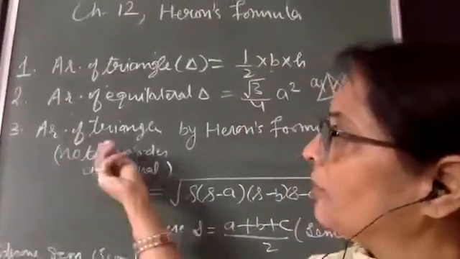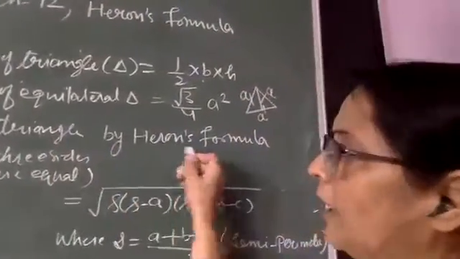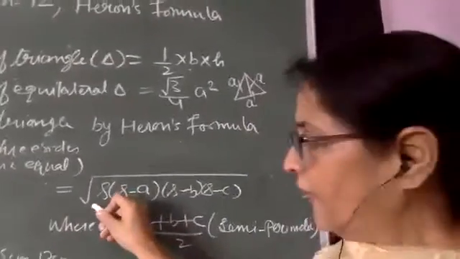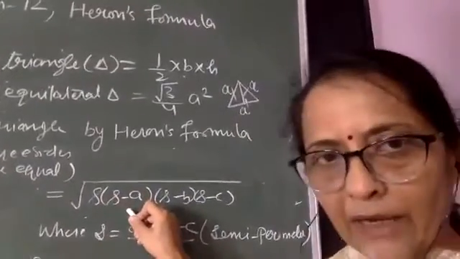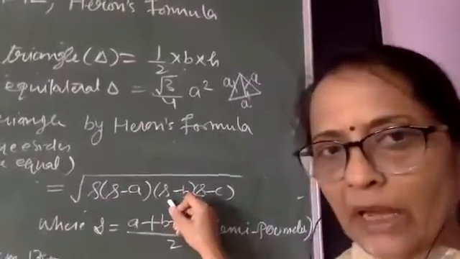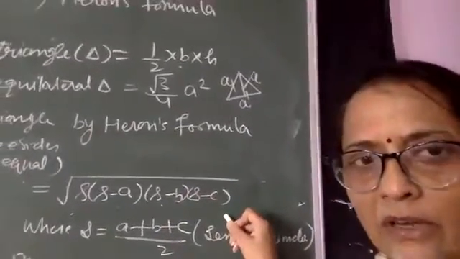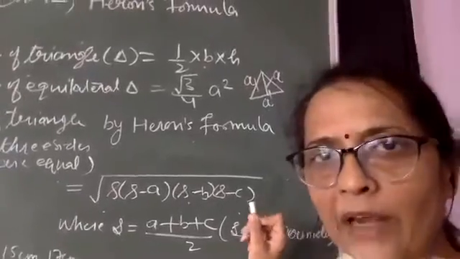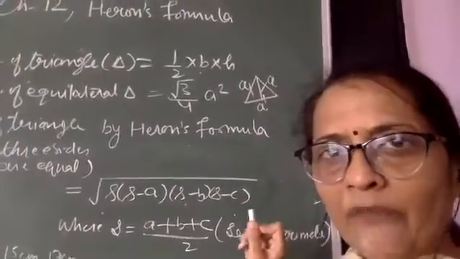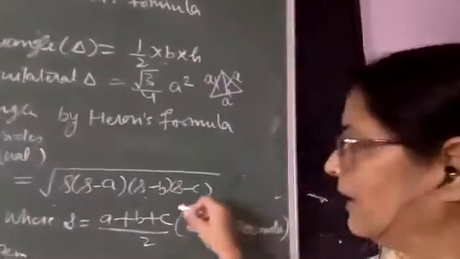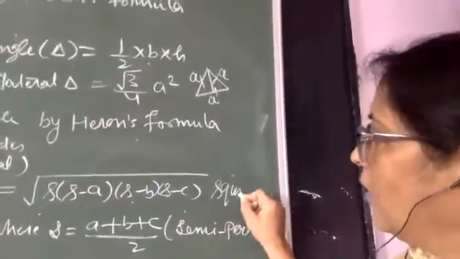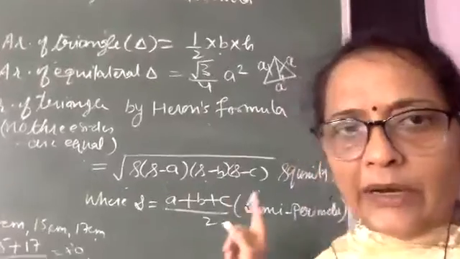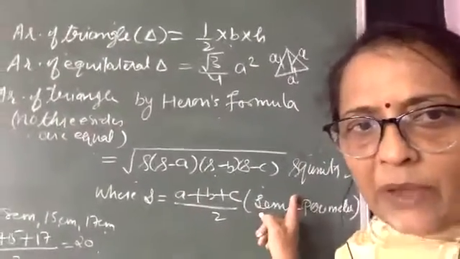So what is Heron's formula? Area of triangle by Heron's formula when no two sides are equal is written as under root of S into S minus A into S minus B into S minus C. And children, you all know when we are talking about area, we are talking about the unit also. To find out area of any figure, we always use square units. So here we will write square unit. So area of any figure is always calculated in square units. So you have to mention this square units, right?